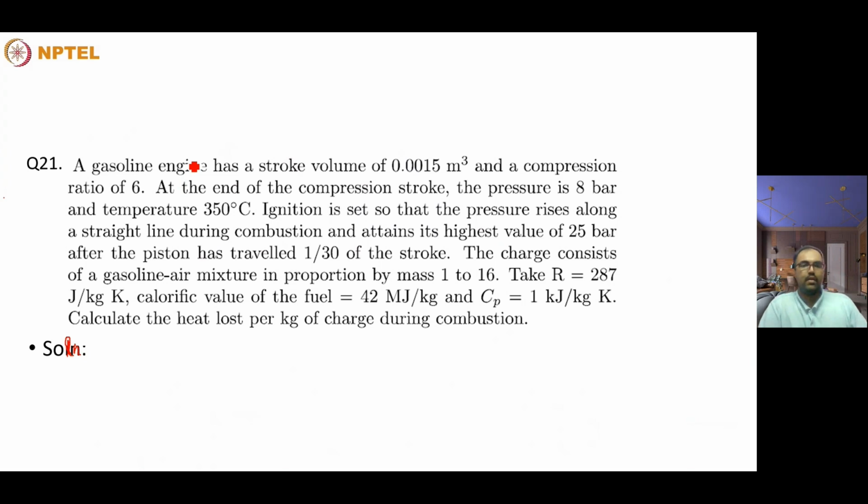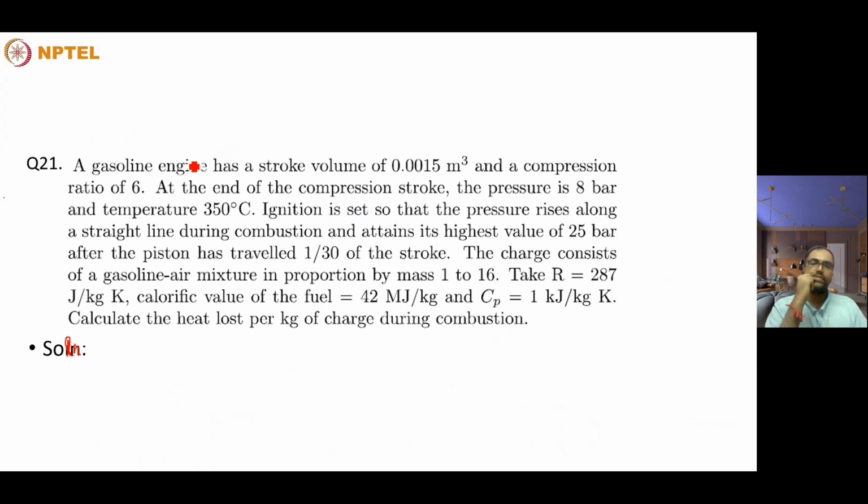A gasoline engine has a stroke volume of 0.0015 meter cube and a compression ratio of 6. At the end of the compression stroke, the pressure is 8 bar and the temperature 350 degrees Celsius. Ignition is set so that the pressure rises along a straight line during combustion and attains its highest value of 25 bar after the piston has traveled 1 by 30 of the stroke. The charge consists of a gasoline-air mixture in proportion by mass 1 to 16.